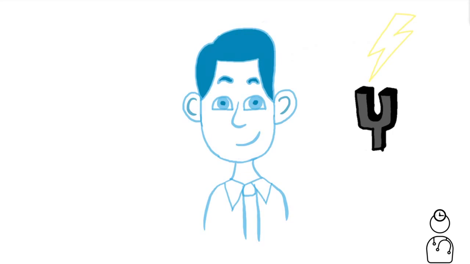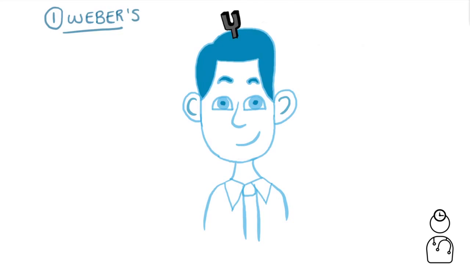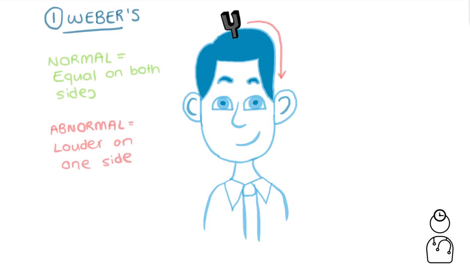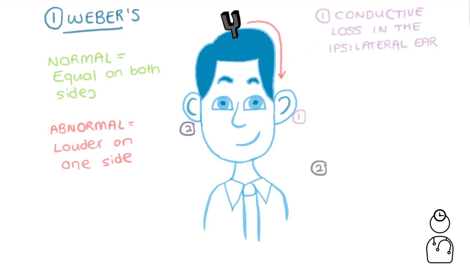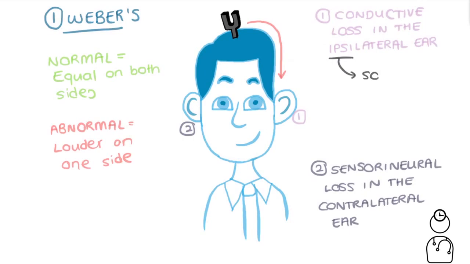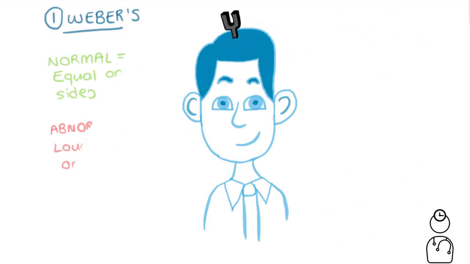We strike the tuning fork so it starts vibrating, and then we place it in the middle of Bob's forehead. We ask him which side the sound is loudest. Normally, the sound should be equal in both ears. However, if there is an abnormality in any of the ears, the sound will lateralize. This can mean one of two things: either there is a conductive hearing loss in the ipsilateral ear, or there's a sensory neural hearing loss in the contralateral ear. Ipsilateral just means the same, and contralateral means the other.